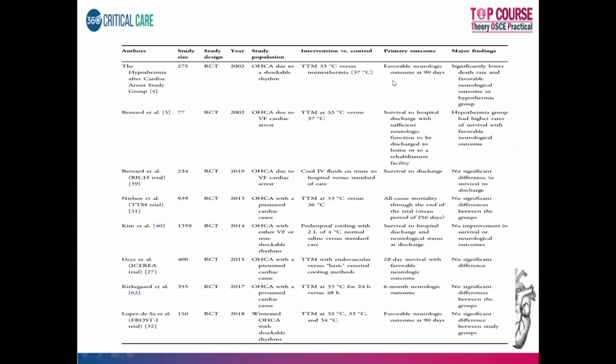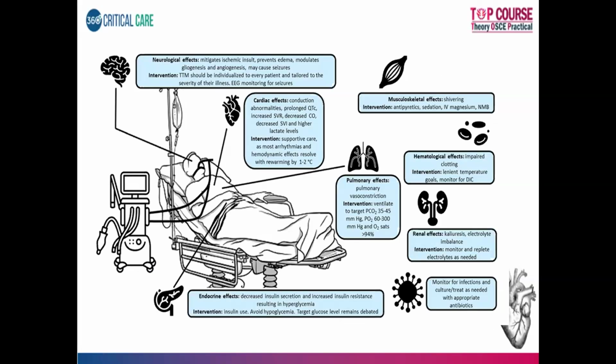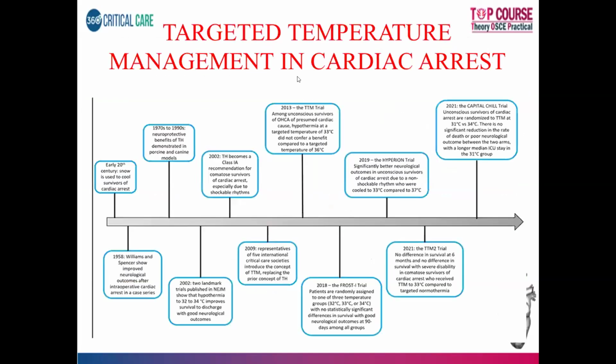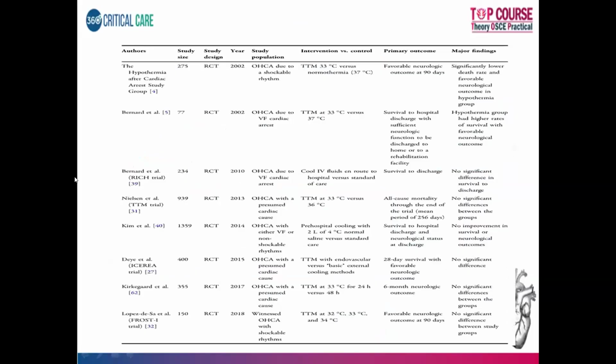Okay, so coming to the trials, there are a lot of trials. As I told you, in 2021, this was a recommendation, right? Because of two landmark trials. What are those two landmark trials? One is the Hypothermia After Cardiac Arrest group study, and Bernard et al. have published one more study. Both are RCTs, which showed a significantly lower death rate and favorable neurological outcome in the hypothermia group. Here also, the hypothermia group had higher rates of survival with favorable neurological outcome. After these two trials, in 2002, they said that targeted hypothermia is a class 1 recommendation.